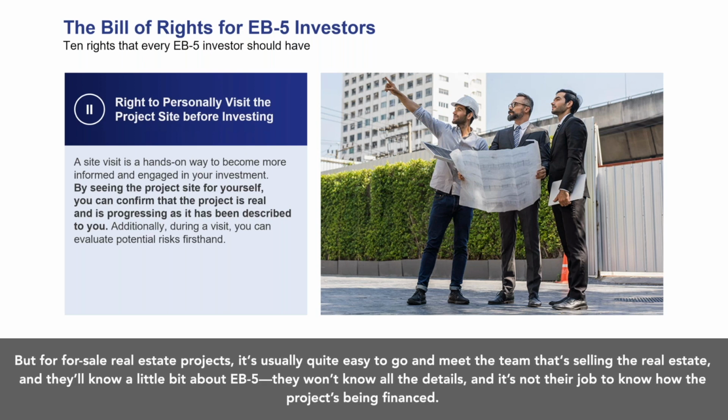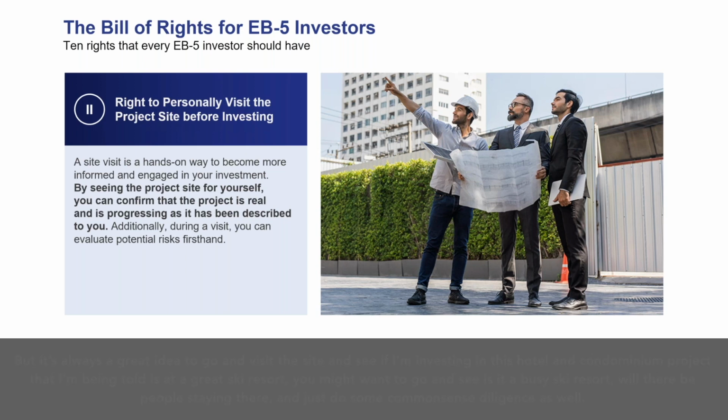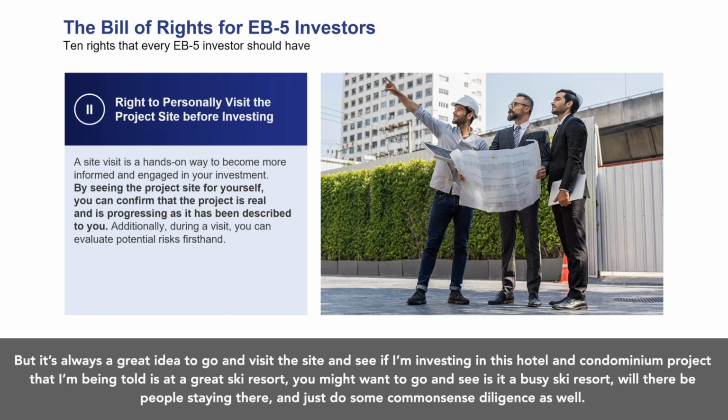But for-sale real estate projects, it's usually quite easy to go and meet the team that's selling the real estate, and they'll know a little bit about EB-5. They won't know all the details, and it's not their job to know how the project's being financed. But it is always a great idea to go and visit the site and see, hey, if I'm investing in this hotel and condominium project that I'm being told is at a great ski resort, you might want to go and see, is it a busy ski resort? Will there be people staying there? And just do some common sense diligence as well.